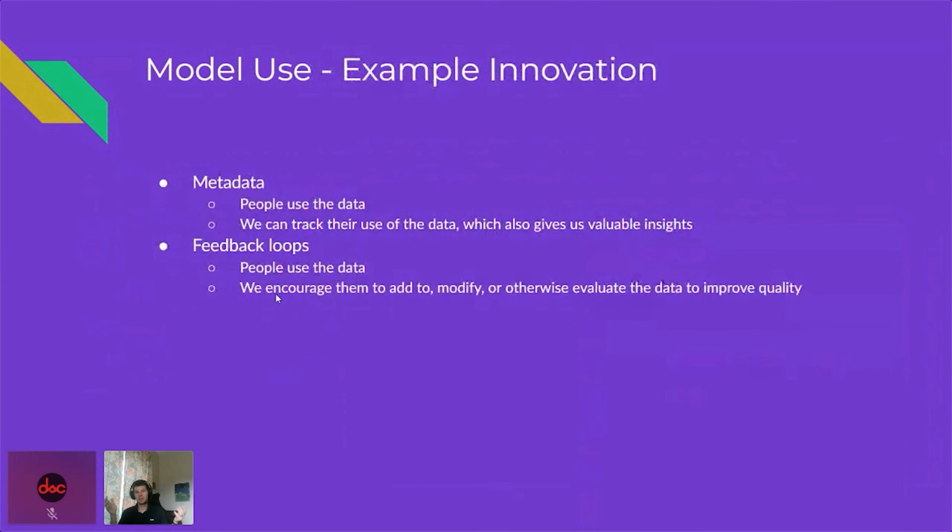So I think the biggest examples here of innovation, in my history, is putting metadata on things. So not just using the data, but tracking how people are using the data and allowing that to drive future insights. And then allowing those users to put data back into the system, create some feedback loops. So if you interact with the data and you don't like it, tell me why you don't like it. We'll add that to the model. That will enrich it and give us more value going forward.